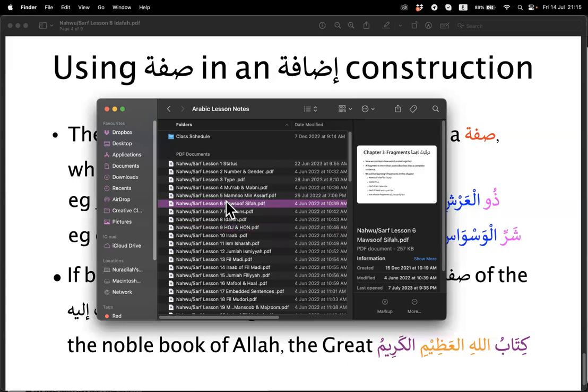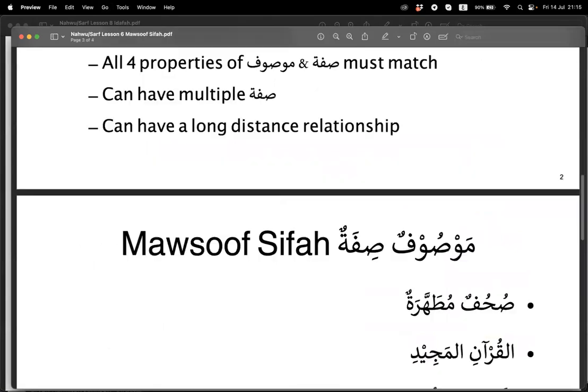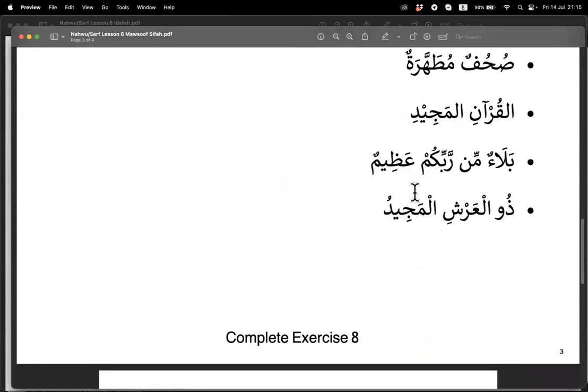Here, this is our mausuf. This is our sifah. It's far away. There are words in between. So sifah can be far away.